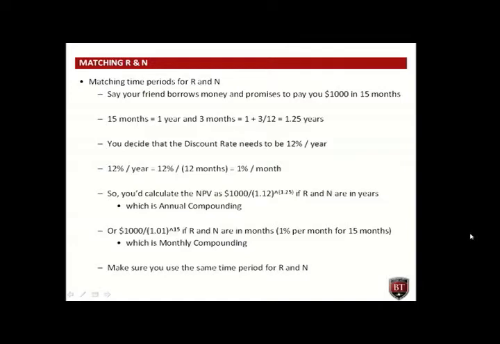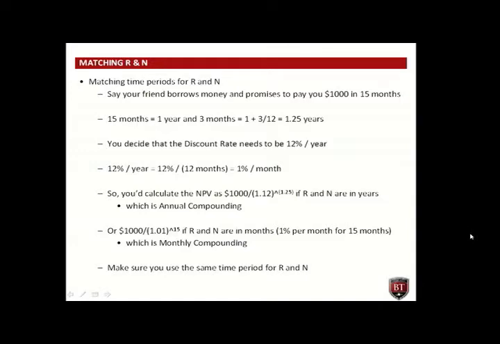Now, you need to match the time periods for the rate of return and the discounting time factor. So if someone says that you can apply a 12% discount rate, what they mean is 12% per year. Alternately, someone can say, you know what, I need money from you for 5 months, and why don't you apply a discount rate of 1% per month?